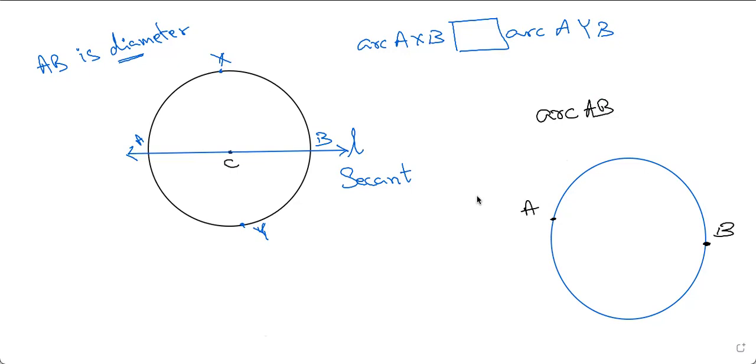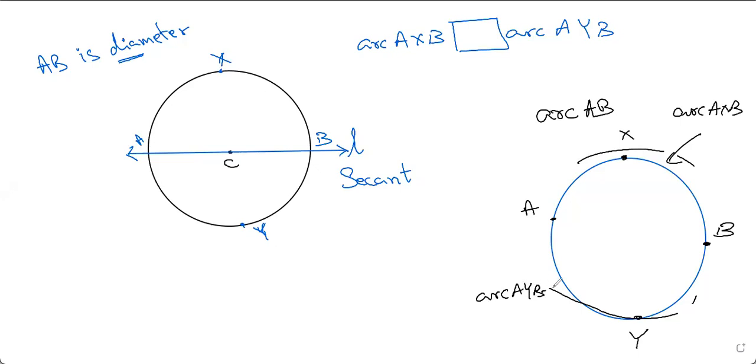If our names are such that more than one child has the same name, there will be confusion. Similarly, if we give the name of the arc with just 2 letters, then it will be confusing. Confusing in the sense, now we don't know whether we are referring to this part or this part. That is why we will always try to name the arc with 3 alphabets, not just 2. So now it is clear, arc AXB is this one, and arc AYB is this.